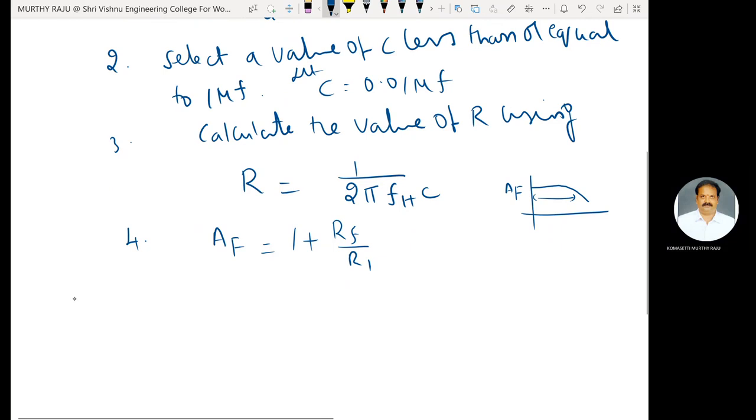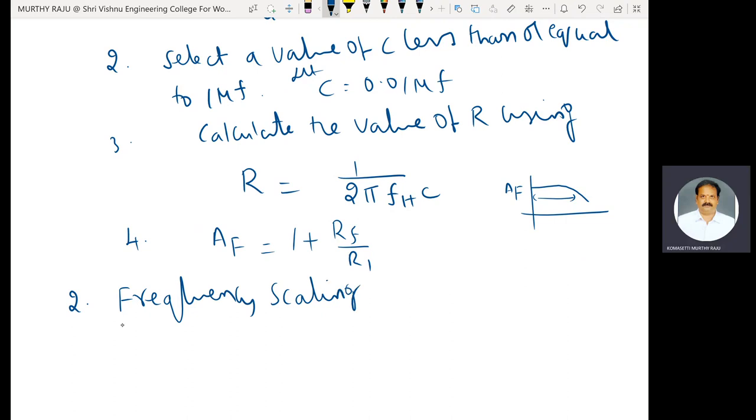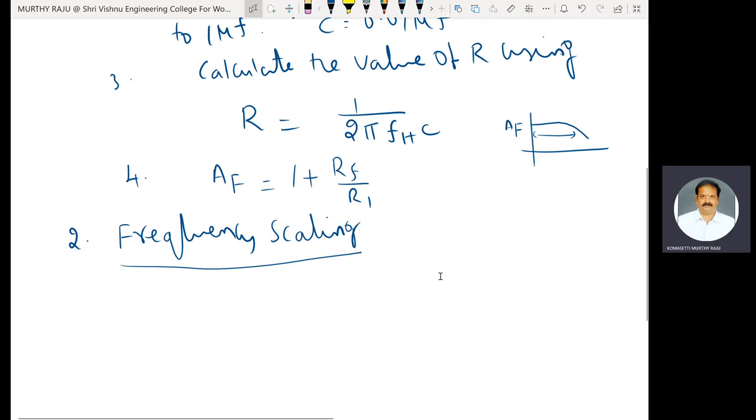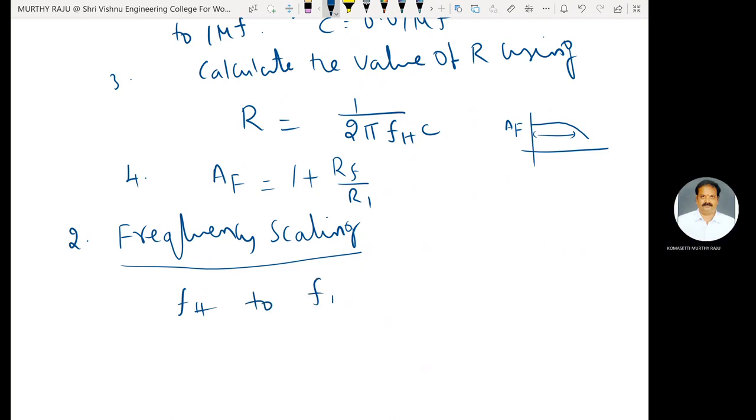Next one is frequency scaling. Sometimes we need to change its cutoff frequency. Once a filter is designed, there may sometimes be a need to change its cutoff frequency, that means FH dash. The procedure used to convert an original cutoff frequency FH to a new cutoff frequency FH dash is called frequency scaling.